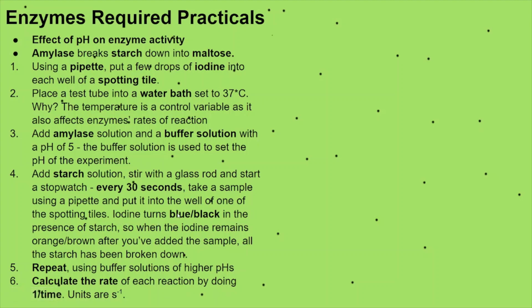And when we do this and the iodine remains orange-brown, doesn't turn blue-black, this means that all the amylase has broken down all the starch and the enzyme activity is finished. And then we're going to repeat it for different pHs and see how long it takes for all the starch to break down, and then we can calculate the rate of each reaction by doing 1 divided by time, and units are seconds to the -1.